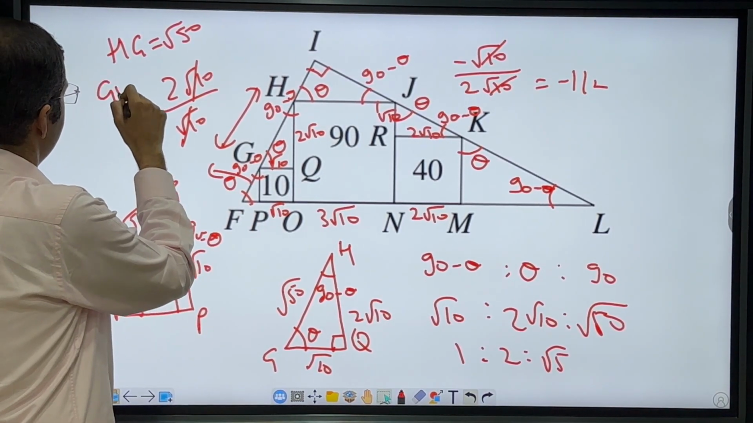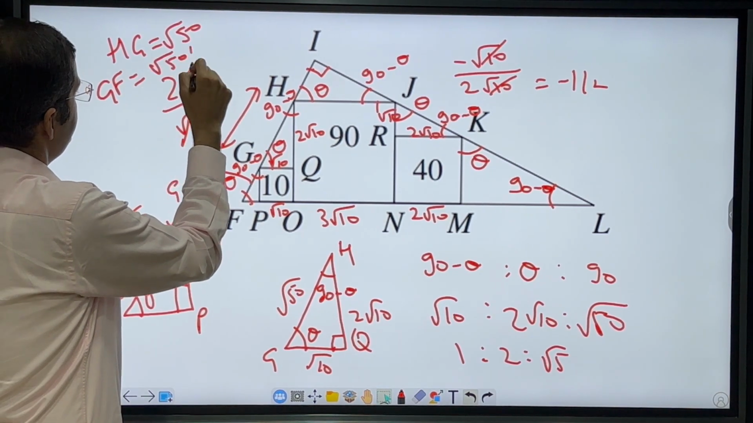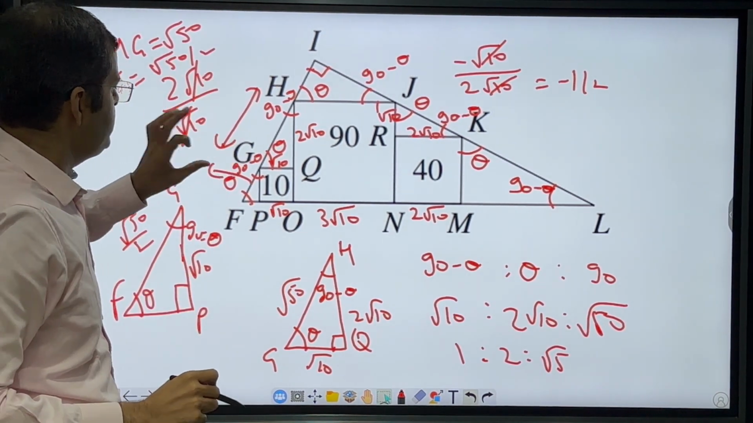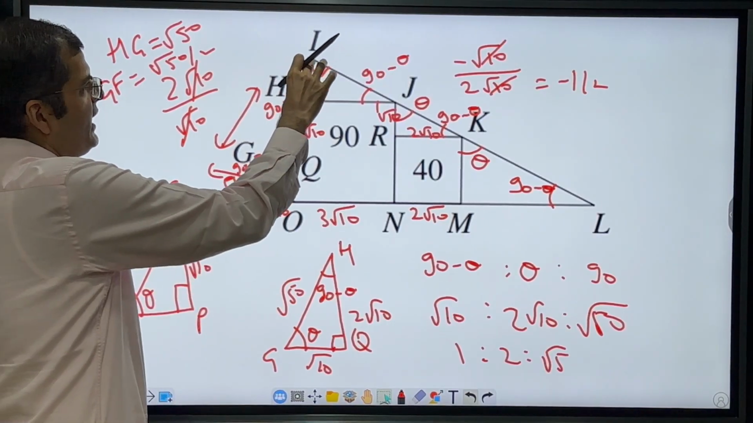GF is root 50 divided by 2. HG is root 50, GF is root 50 by 2. Now HI I have to find.